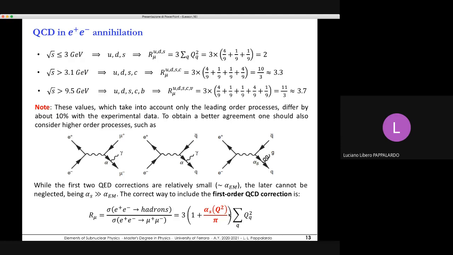And the proper way to do so is to add a term in our formula, in our ratio. So instead of having 3 times the sum of the squared charges, we have 3 times 1 plus a term which is essentially alpha strong divided by pi. Of course, this has to be understood as a power expansion, so we can have an additional term which goes with the square of alpha strong, an additional term which goes with the cube, etc. But if we limit ourselves to zeroth order and first order, then one already obtains quite accurate predictions.